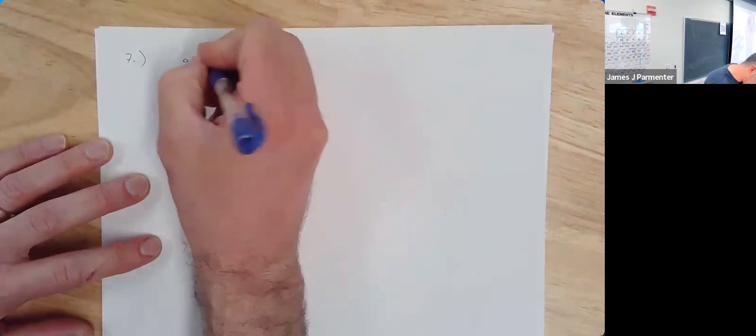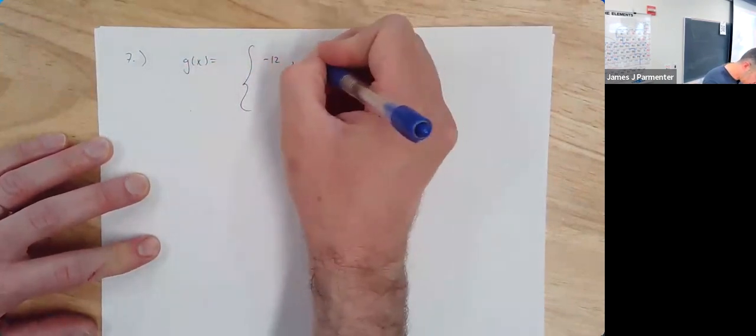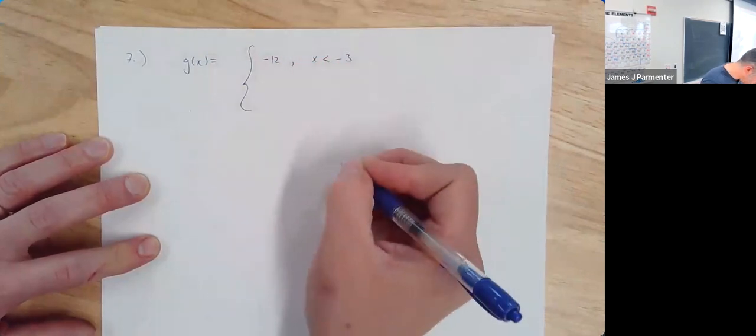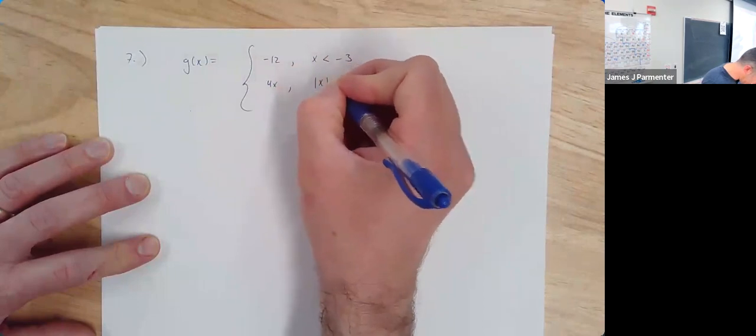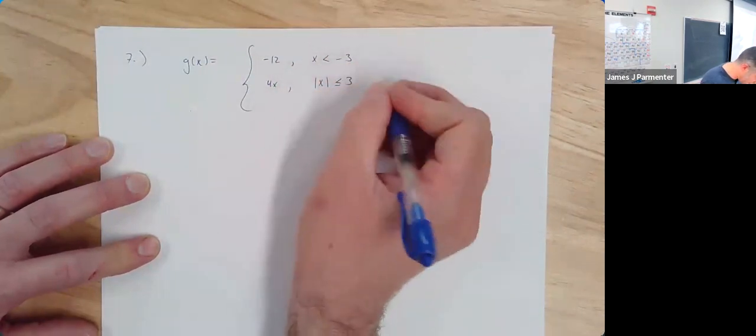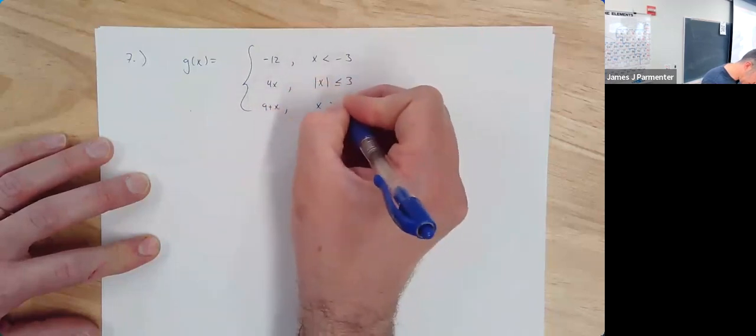G of x is equal to the following piecewise function. It is -12 when x is less than -3. It is 4x when the absolute value of x is less than or equal to 3. I don't love this, but we'll talk about it. And it's 9 plus x when x is strictly greater than 3.